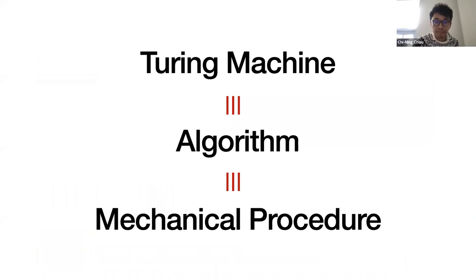But in summary, so far, before we try to answer Hilbert's decision problem, we use this Church-Turing thesis to postulate that a Turing machine is equivalent to an algorithm, equivalent to mechanical procedures. Yeah, and so we really need to set this up before we answer the questions. And this is like the first thing we need to assume before we can really move on.